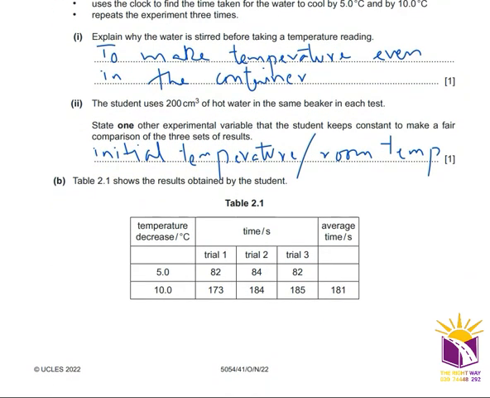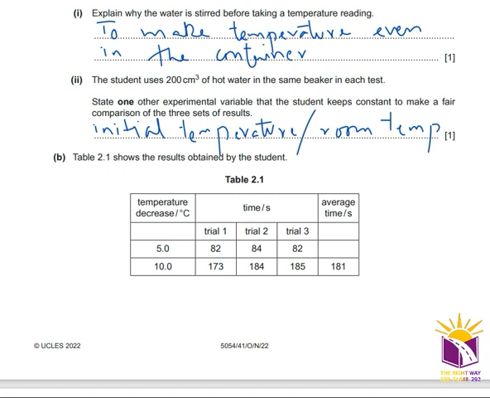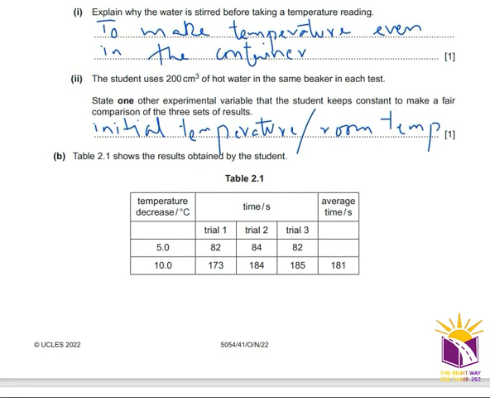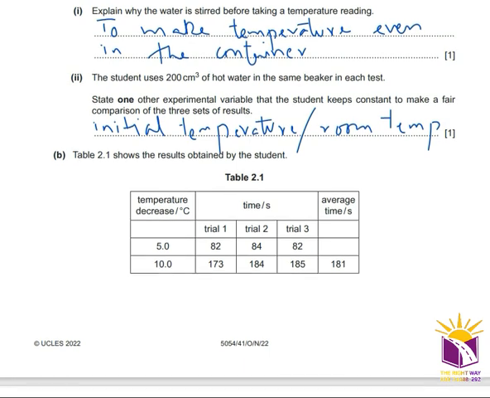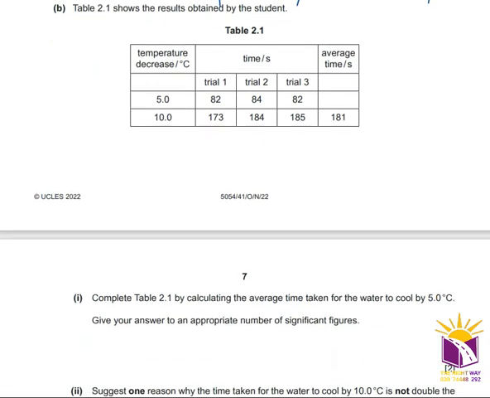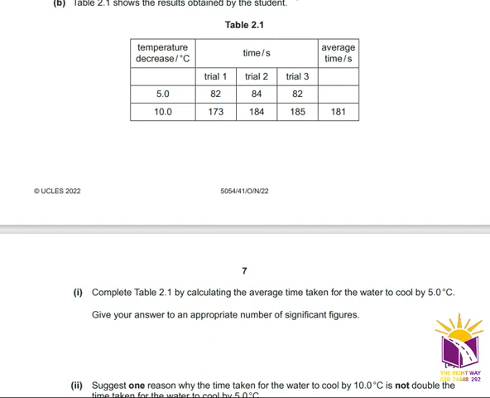Table 2.1 shows the results obtained by the student. In trial 1 it is 82 seconds for 5 °C and 173 seconds for 10 °C. Trial 2 is 84 for 5 and 184 for 10, and 82 for 5 and 185 for 10 in trial 3. So the average time is calculated for 10 °C, and it is 181. Complete table 2.1 by calculating the average time taken for the water to cool by 5 °C. Give your answer to an appropriate number of significant figures.